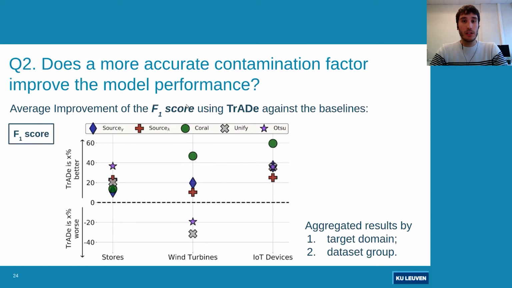The second research question is whether a better estimate of the contamination factor improves the model performance. As in the previous case, we measure the average improvement of using our method instead of the baselines. But in contrast with the previous slide, using our estimate produces on average better F1 scores, both in the store and in the IoT data. Regarding the wind turbines, however, our method does not result in greater F1 scores, probably due to the fact that the F1 score value that each detector achieves is quite low.